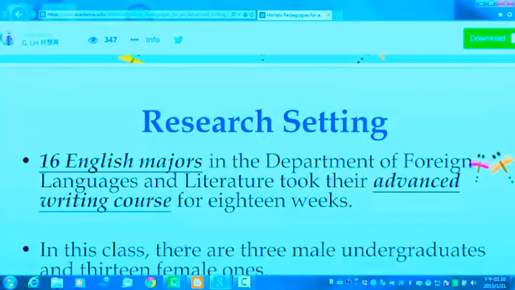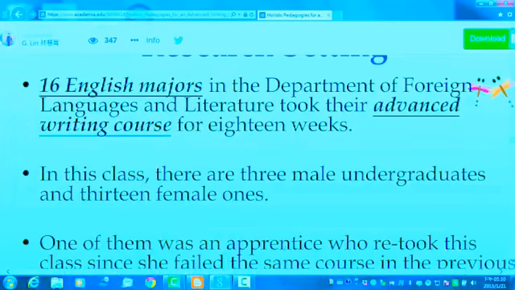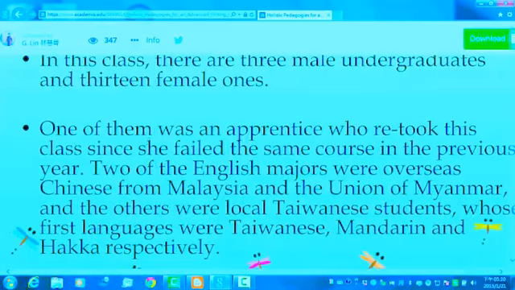The research setting of this study includes 16 English majors in the Department of Foreign Languages and Literature who took their advanced writing course for 18 weeks in a semester. In this class, there are 3 male undergraduates and 13 female ones. One of them was an apprentice who retook the class since she failed the same course in the previous semester.